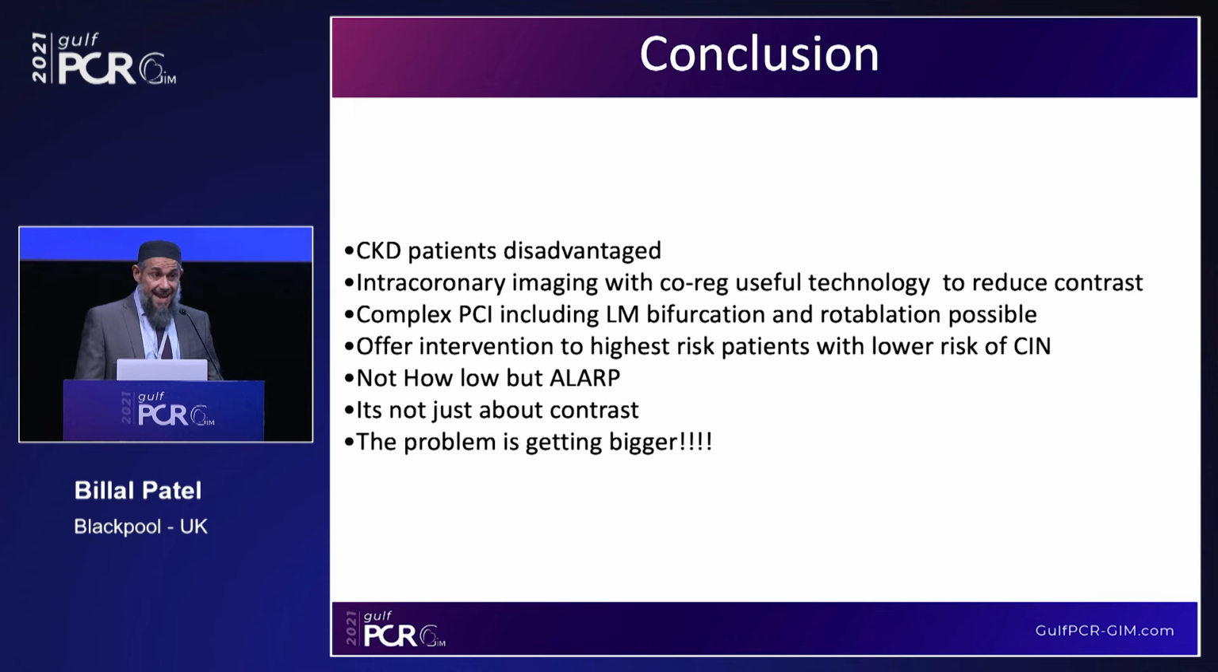In conclusion, CKD patients are disadvantaged. Intracoronary imaging with co-registration is a useful technology to reduce contrast. Complex PCI, including left main bifurcation and rotablation, is possible. It allows us to offer interventions to the highest risk patients while reducing the risk of CIN. It's not how low, but as low as reasonably possible. It's not just about the contrast, and the scale of the problem is going to get bigger with the increasing epidemic of type 2 diabetes and CKD.